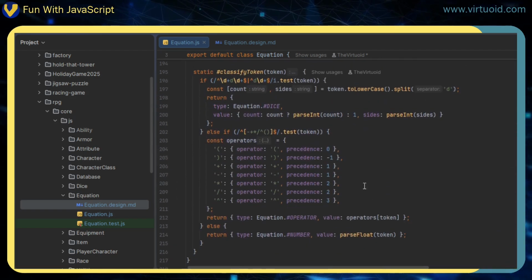And what do we mean by classifying it? Classification basically means that it's going to be an operand, which is either going to be a dice, in which case we return a value. The dice has the number of counts and the number of sides, which all dice need. Or it's going to be an operator, in which case we pass over what the operator is and its precedence. Precedence is extraordinarily important. Or we're just going to pass a number in this particular case. In this case, the value is going to be parse float. So each one of these has a type and a value.